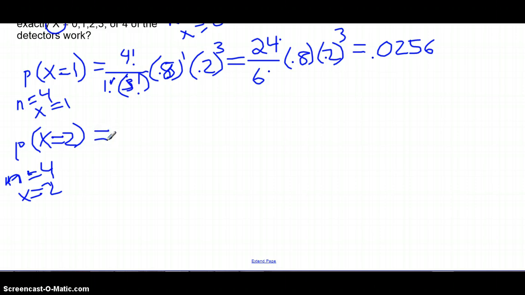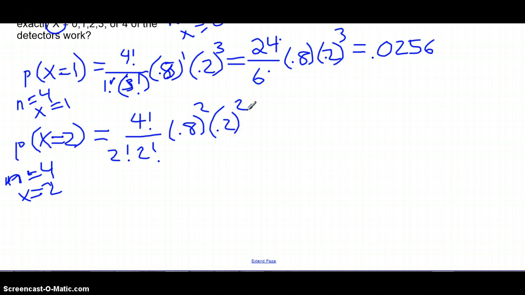So I got 4 factorial over 2 factorial times 2 factorial, times 0.8 squared times 0.2 squared. Again, 2, 2, and 2: 2 successes, 2 failures. These add up to 4, and the factorials in the denominator also add up to 4.